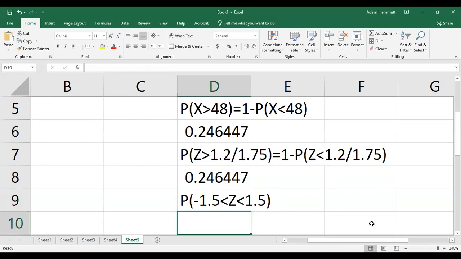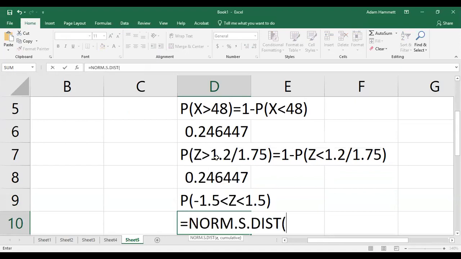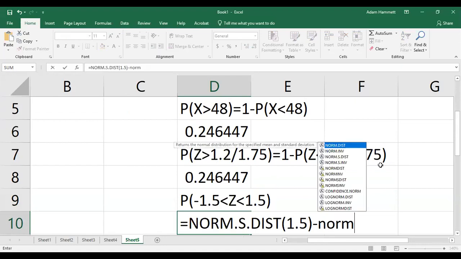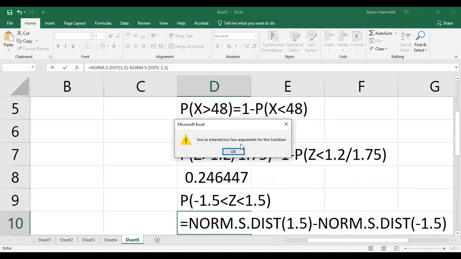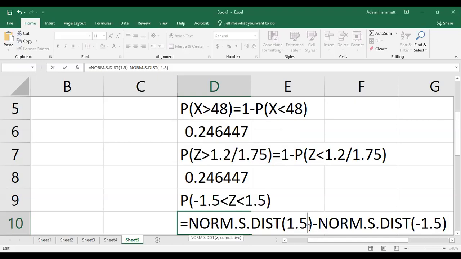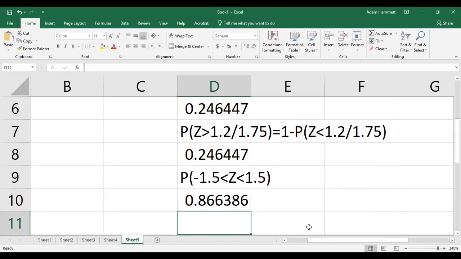Okay, so what is that? That's going to be equal to normal standard distribution of 1.5 on the one end minus normal standard distribution of negative 1.5 on the other end. Enter too few arguments, because I needed to say it was cumulative. Right, 1, okay, and 1. So there it is, 0.866386. So that completes our thought on that specific example.